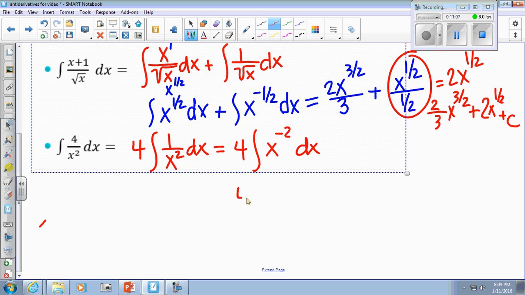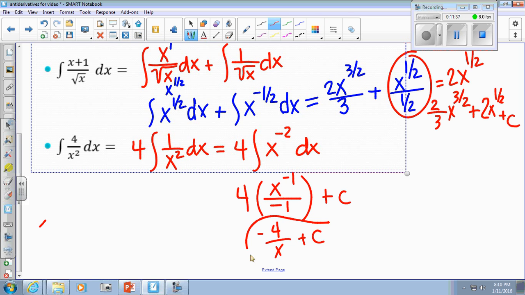Now when we integrate, I'm going to add 1 to the power. So it would be x to the negative 1. Negative 2 plus 1 is negative 1, divided by my new power of negative 1, plus c. And again, as a rewrite, okay, I've got a negative there, so I'm going to put the negative with the 4. Okay, and x to the negative 1 moves your x to the bottom and makes it negative 4 over x plus c. Look for places where you can use negative or fractional exponents to rewrite so that you have something in the form of x to the n power.